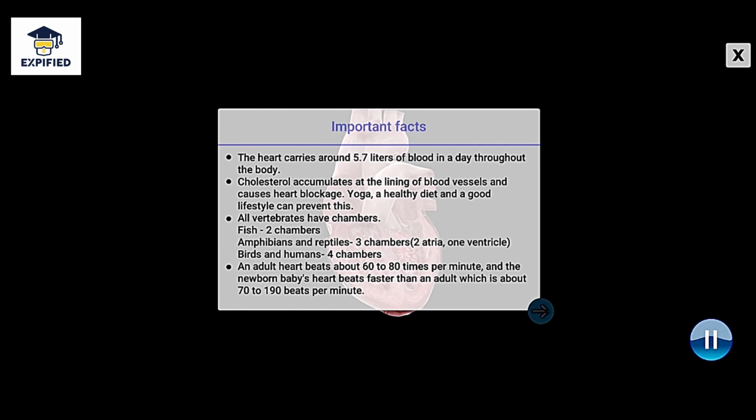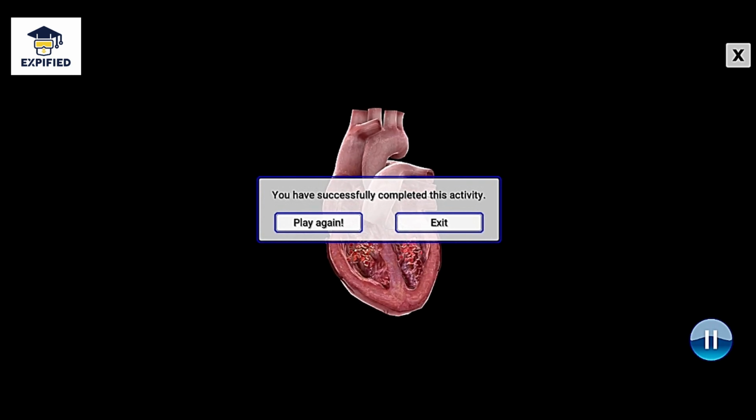Point number 4. An adult heart beats about 60 to 80 times per minute. For a newborn baby, the heart beats at a faster rate, which is around 70 to 190 beats per minute. You have successfully completed this activity.